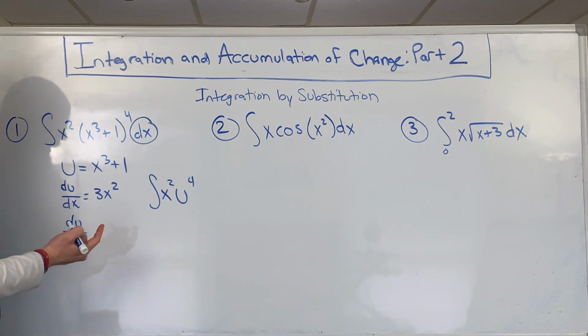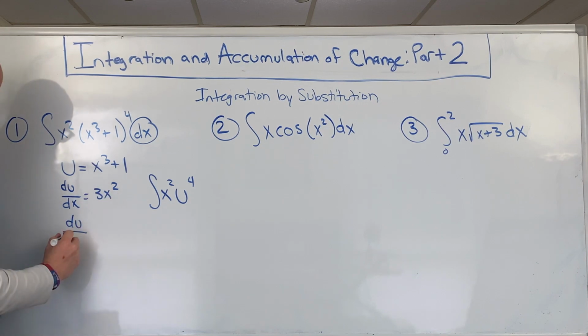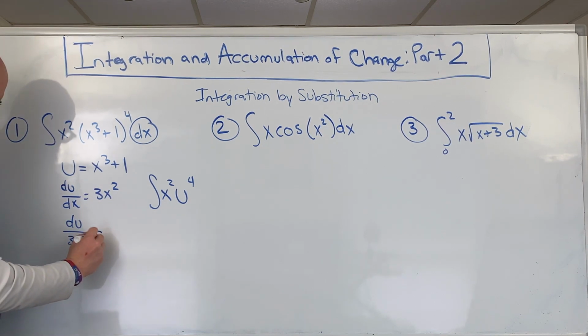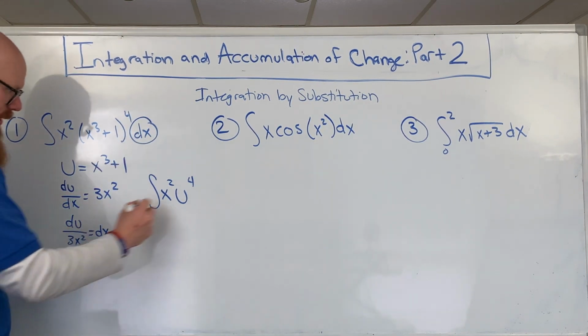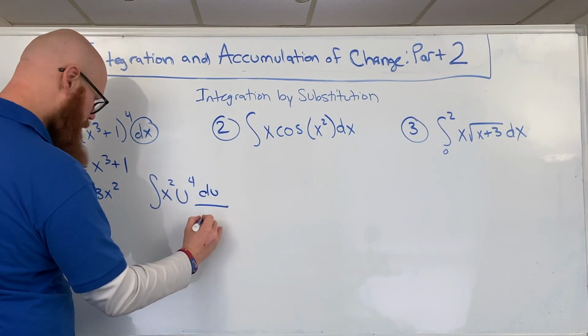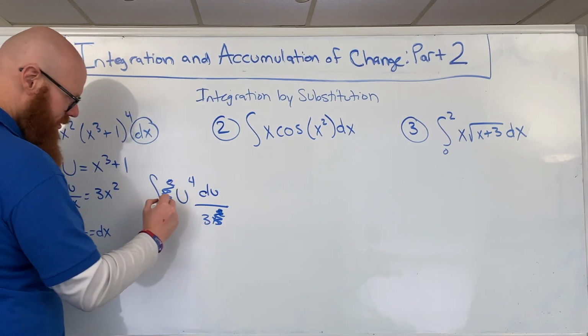These basically can trade places. Hopefully we understand that algebra. Multiply each side by dx, divide each side by 3x squared. So now I can replace the dx with du over 3x squared. Now look what happens. The x squareds cancel out.